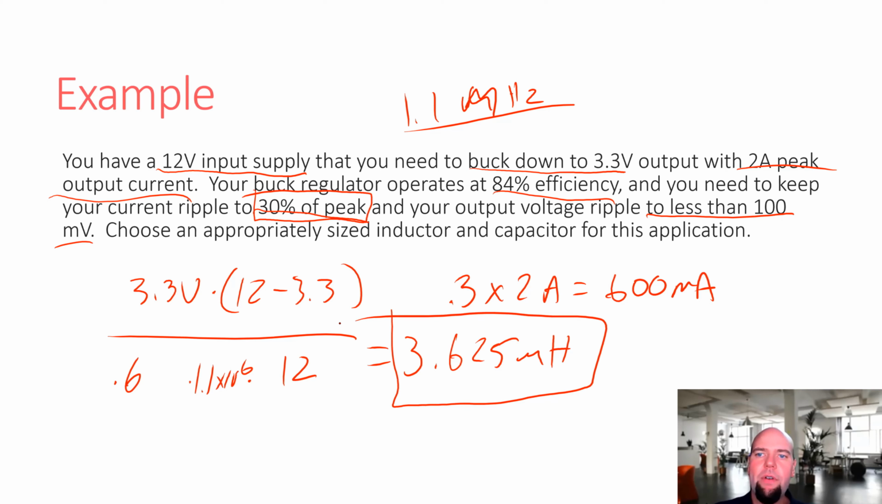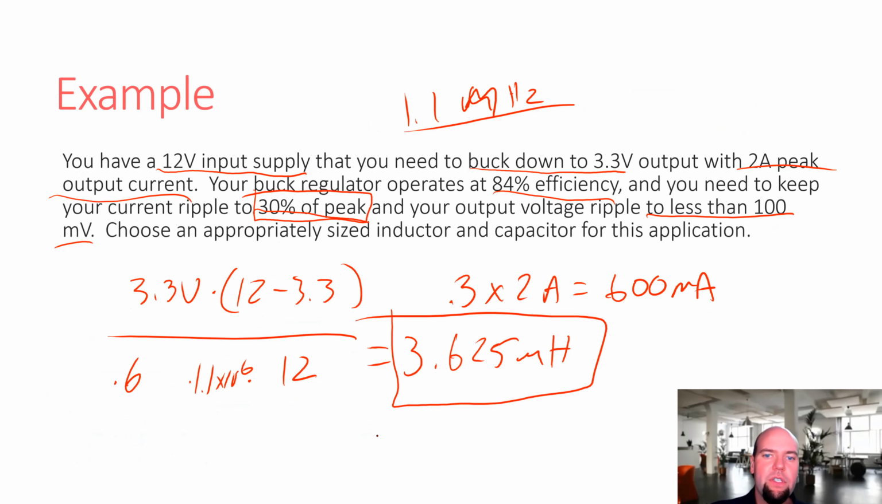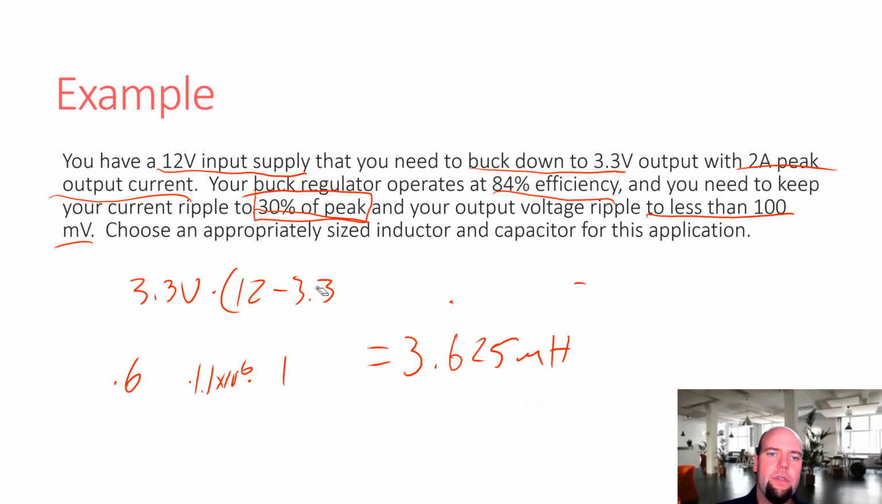What about the next thing? Keep our voltage ripple to less than 100. Well, let's go back. What's our voltage ripple? So our C out is going to be delta IL, which we know was 0.6 amps, divided by 8 times frequency switching times delta V out.